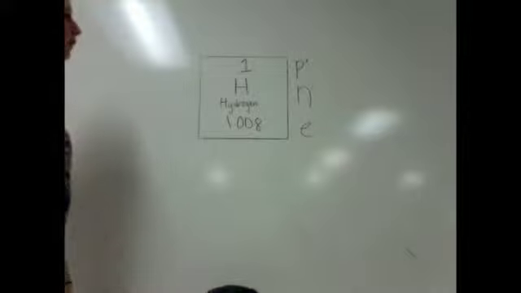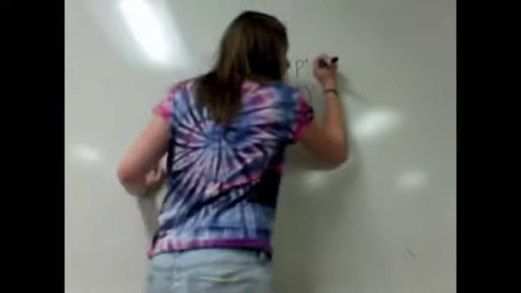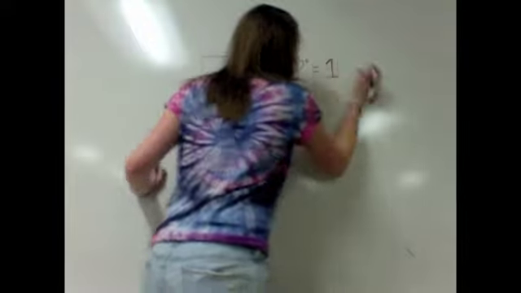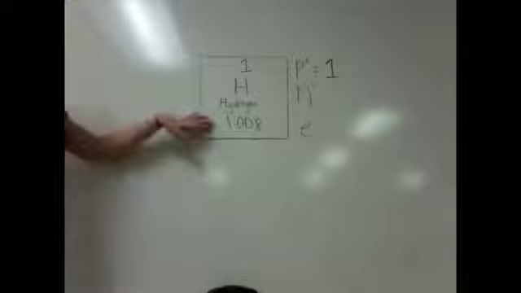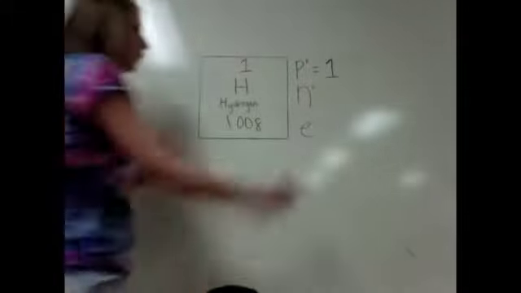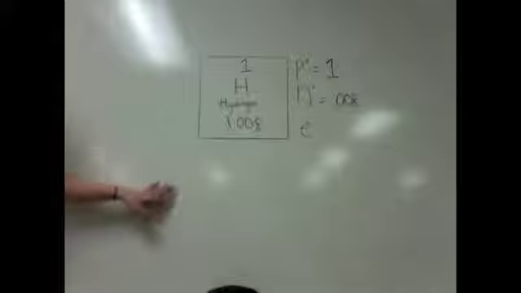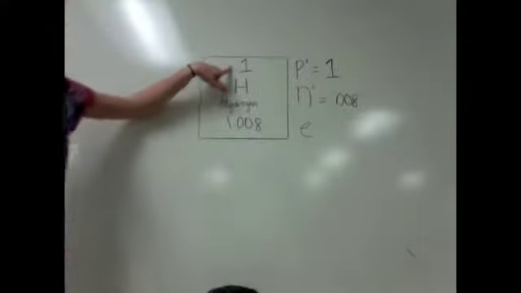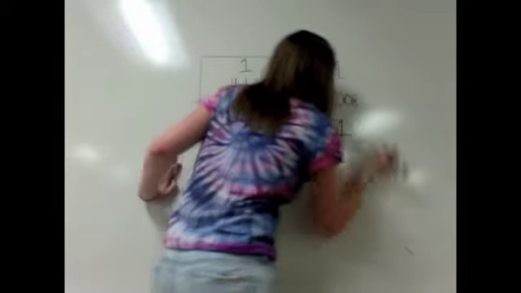How you can determine the protons is by looking at the atomic number of the element. So for this example, we would have 1 as protons. To find the neutrons, you would subtract the atomic number from the atomic mass of the element. So we would get 0.008 for the neutrons. Electrons are the same as the atomic number unless there is a charge given to you. And since there's no charge, we get 1.